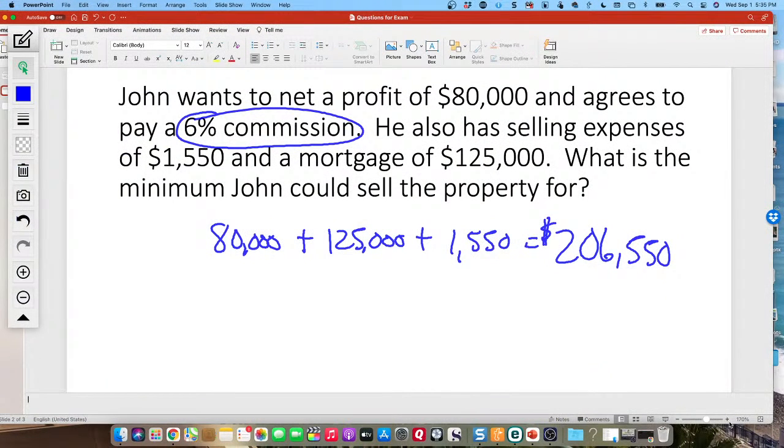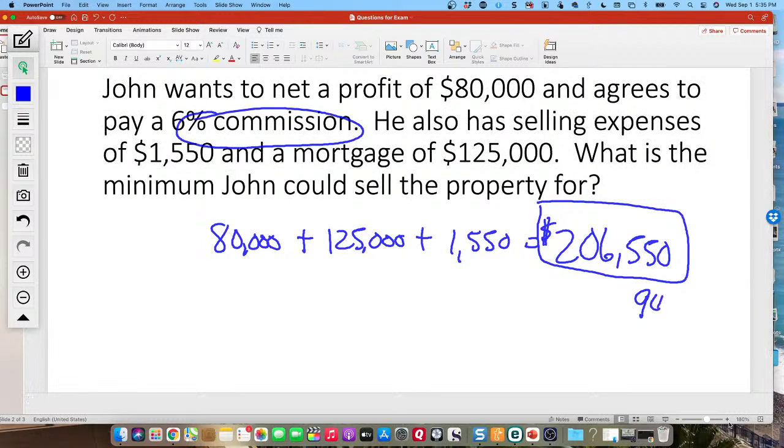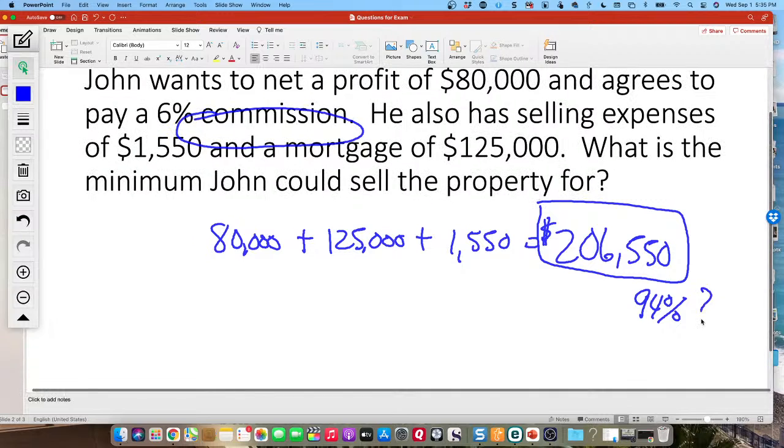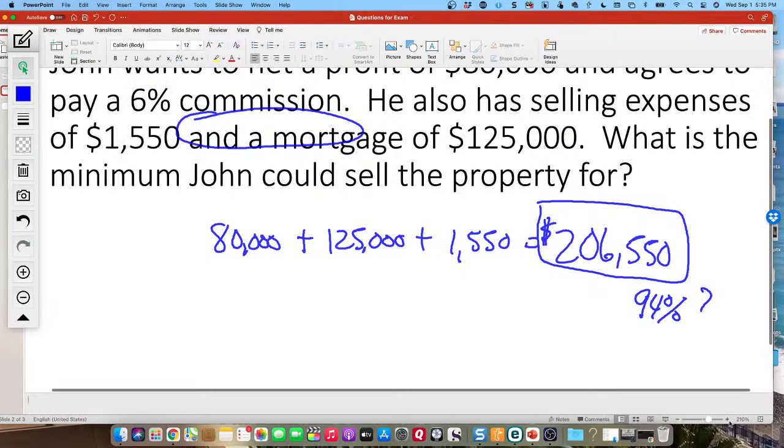Now, on a seller net problem, that figure, $206,550, is actually 94% of something, okay? And that something is our answer. Now let's go back to the problem and take a look at this. I mentioned to you that this number, 206,550, is 94% of something. Now you're probably saying, how did you get that, John?